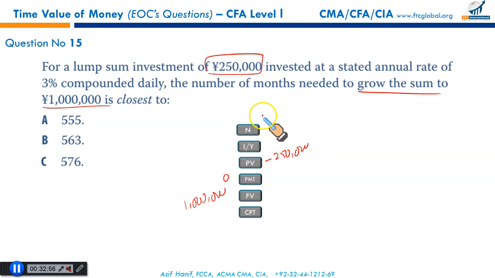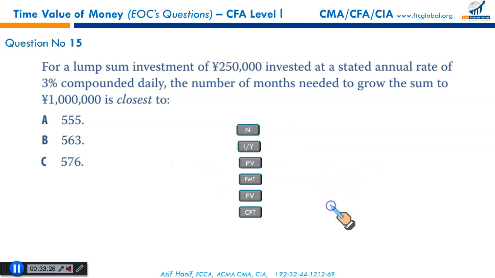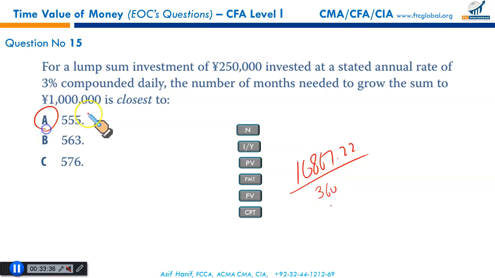All right, how many periods are required? 3% compounded daily. It means 3% divided by 365 gives you a very little rate, that is 0.0082192. Now gentlemen, you have PMT, you have present value, future value, compounding per period. Enter all and press CPT, CPT-N. What you will get is 16867.22. All right, so it's 16867.22 divided by 360, and then you can get the exact result A. 46.85 times 12 gives you 555. All right, moving on.